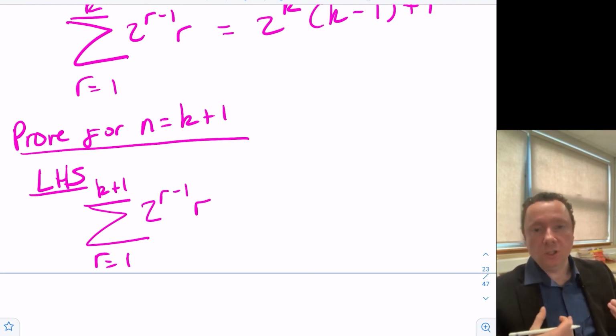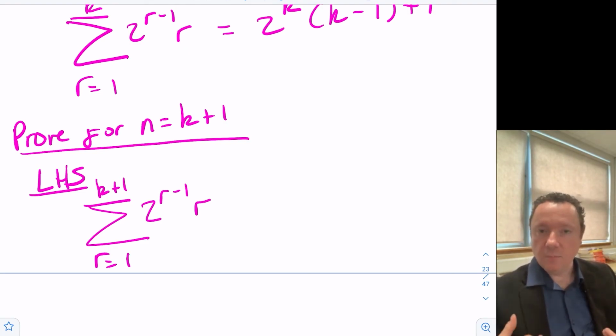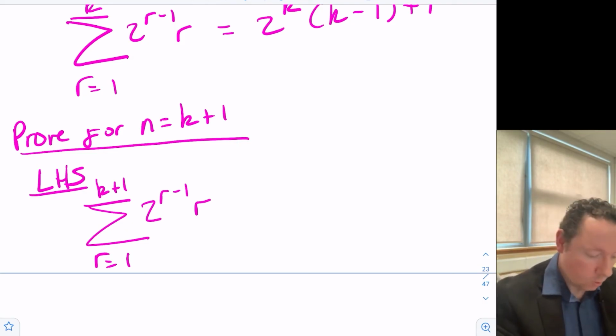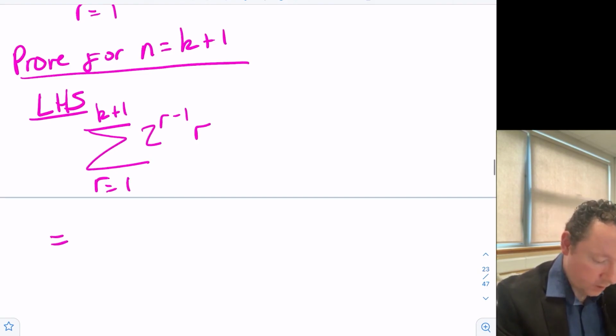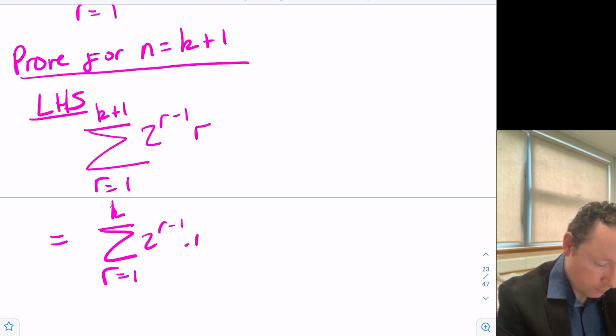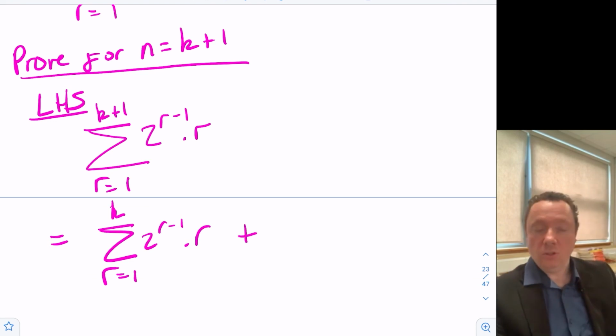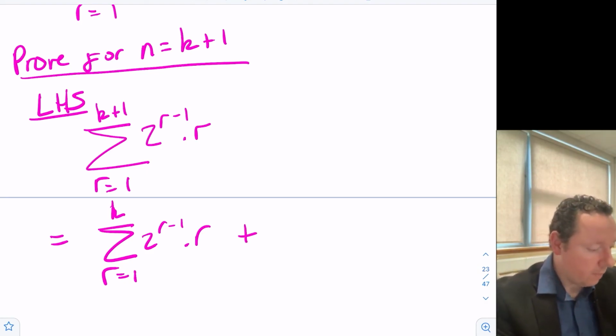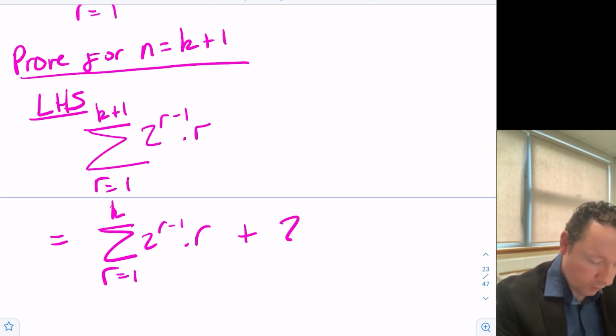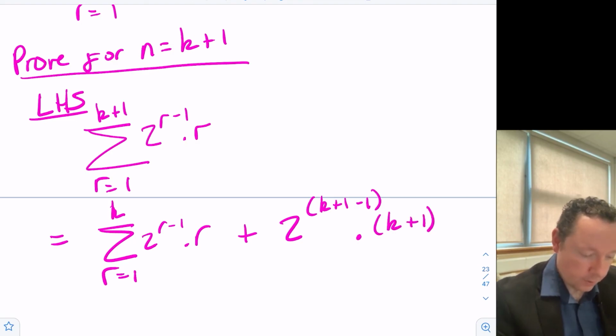And the game here is, I suppose, to pull this out to see if we can get some sort of composite sums that are add or take away, but we already know the answer to. So what does that equal? It equals the sum of r equals 1 to k of 2 to the r minus 1 times r plus the k plus 1th term. Well, what is the k plus 1th term? It's going to be 2 to the k plus 1 minus 1 times k plus 1, because that's the k plus 1 when that r is k plus 1.